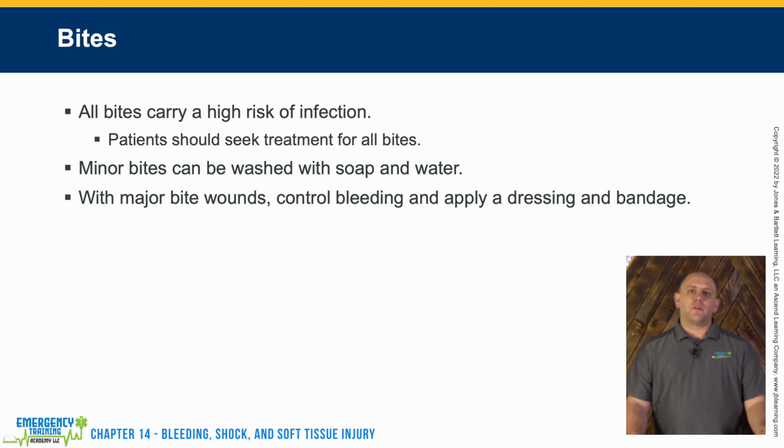Bites are another type of wound. We can have bites from animals or humans, and they range in severity. All bites have a high risk of infection just because the mouth is so dirty. We also have unvaccinated animals or wild animals that may have rabies. So anytime we have a bite, any minor bite, we want to wash that with soap and water, get it as clean as we can.